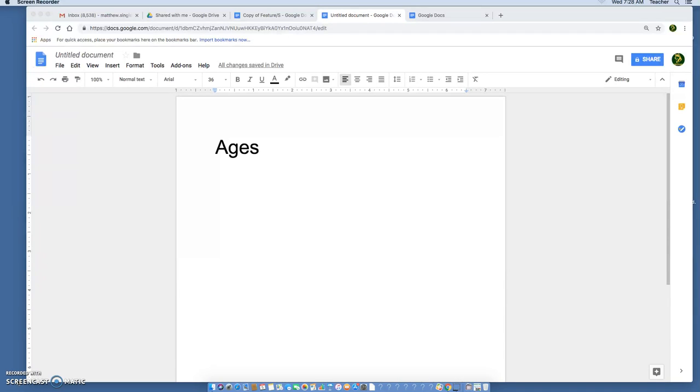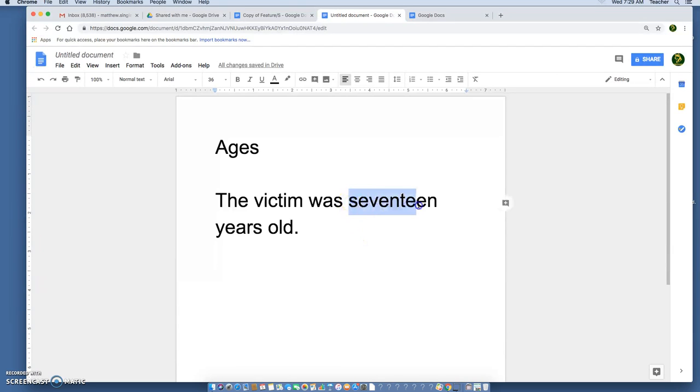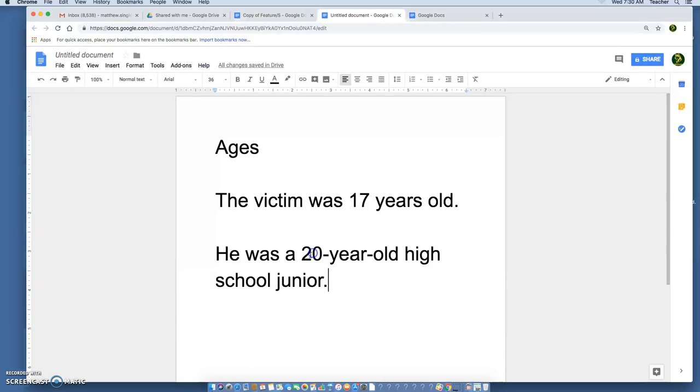Now let's take a look at ages. When it comes to talking about ages, we always want to use the numeral instead of the word. So instead of spelling out 17 for an age, we would put the numeral 17. There's also some times where you might be using a term like 20-year-old or 16-year-old as a descriptive word, as an adjective describing someone, like in this sentence here.